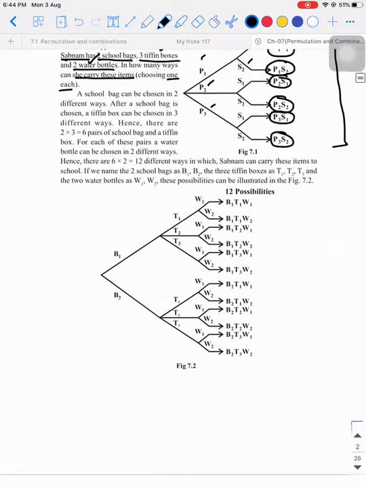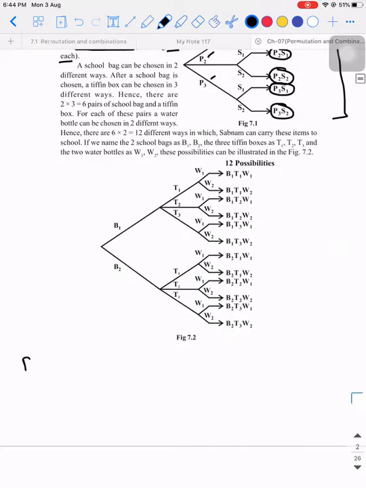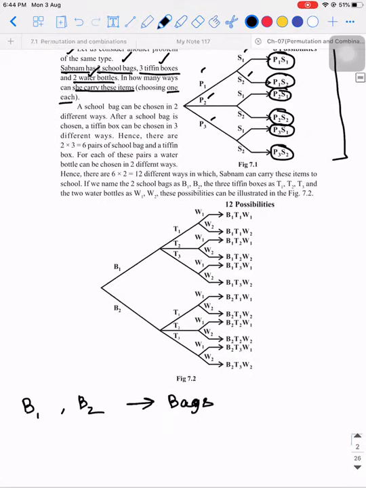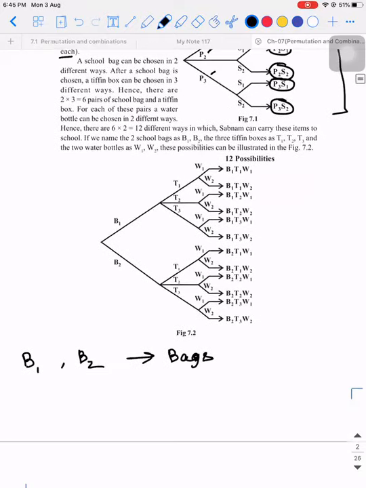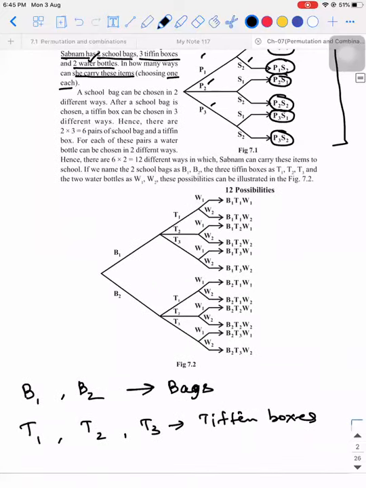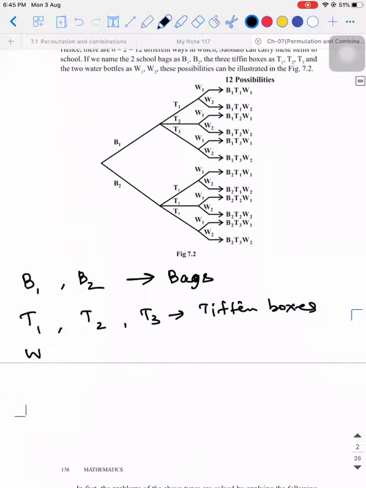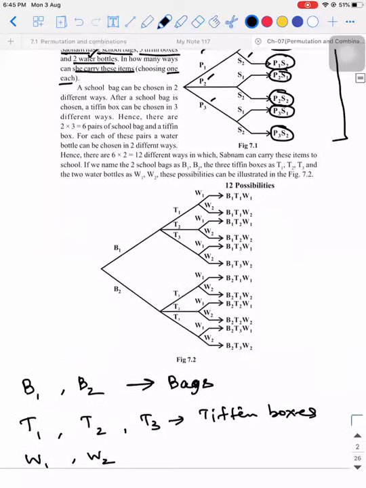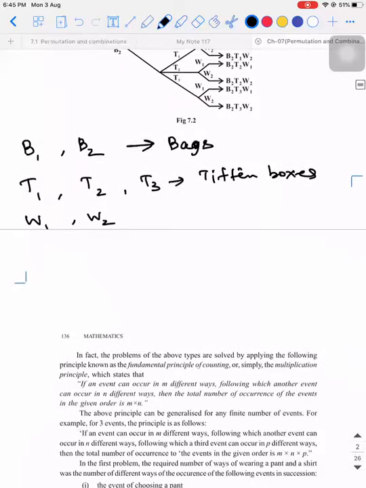So if I give the name for school bag as B1 and B2, these are the bags. And tiffin boxes, I'm calling as T1, T2 and T3. These are the tiffin boxes. Then water bottles I'm calling as W1 and W2. So what are all the combinations that are possible? Tell me.